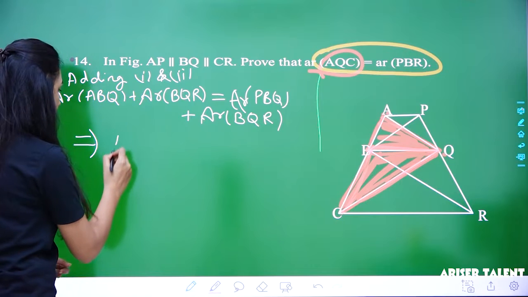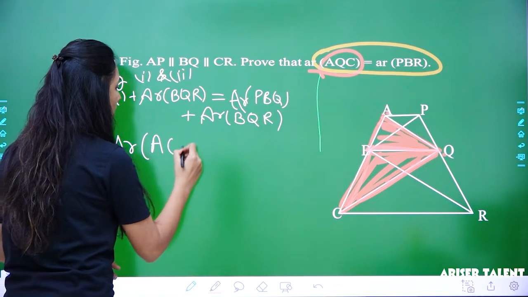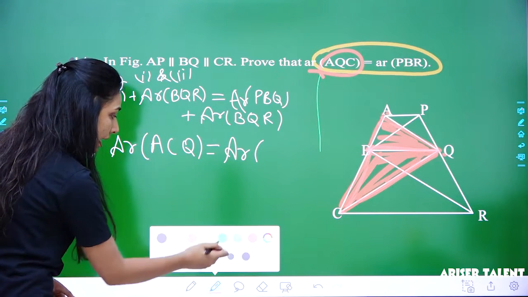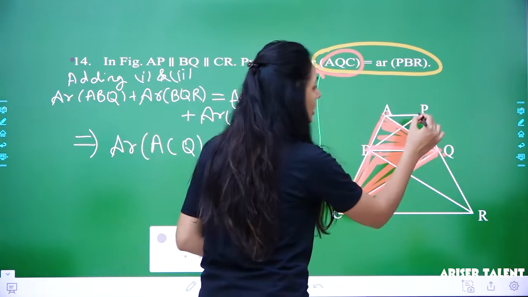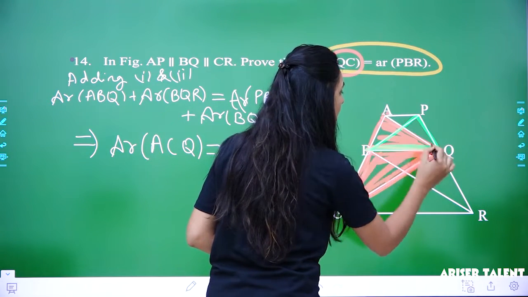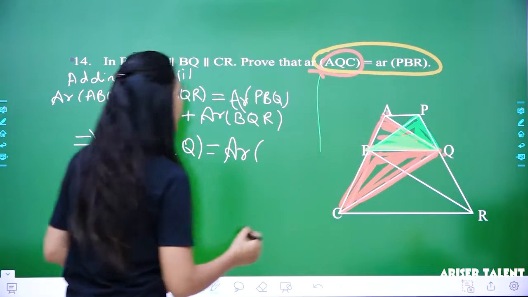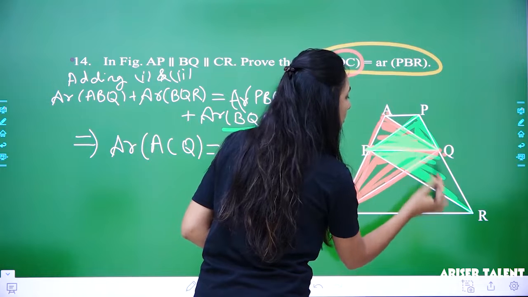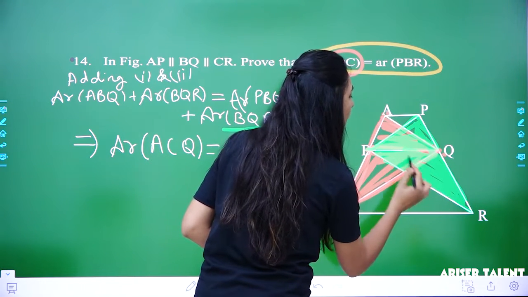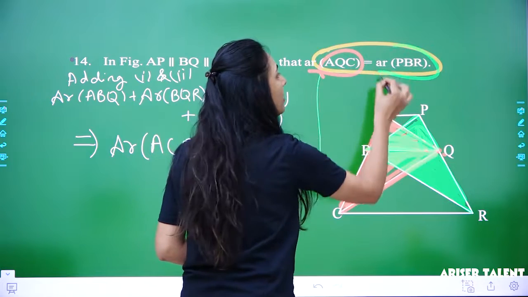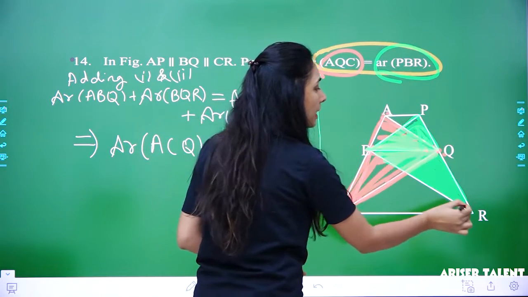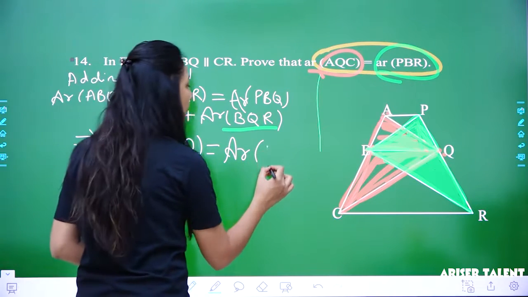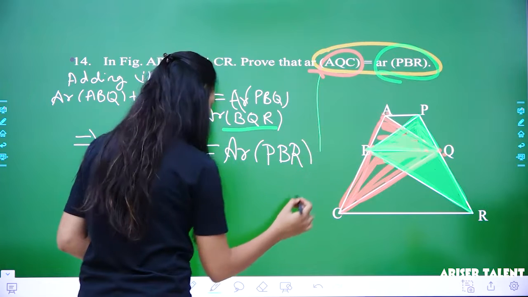That means area ACQ is equal to area, now what is this area, students? Have a look at it also. PBQ. This is PBQ. Okay, this area is PBQ. Now the second area is BQR, so BQR is this area. Now what we have to prove on the other side is area PBR. Is this the area PBR? Yes, this is the same area PBR. Okay, so can I write it here? Area PBR. This is what you had to prove.